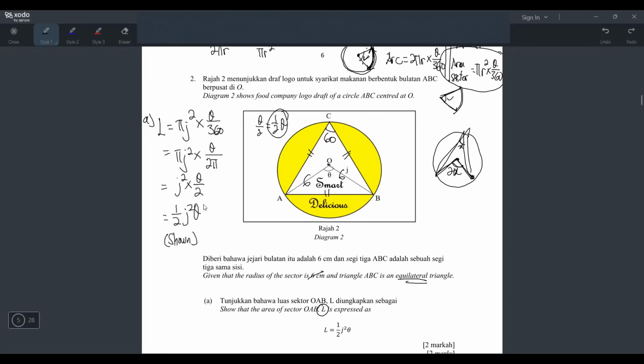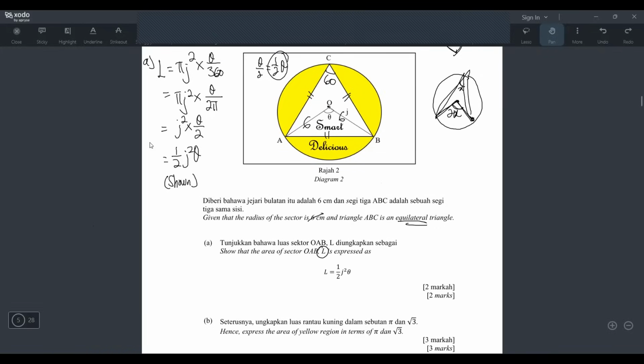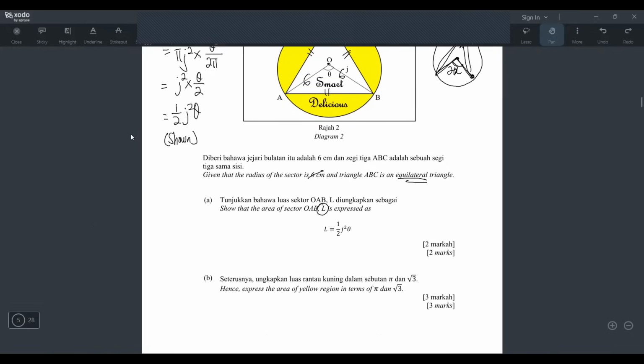So this formula is the formula we learn in Form 5. What is the difference between this formula and the other formula? The formula below, the Form 5 one, you use with theta in radian. But the formula above, the theta has to be in degree. That's the difference. It's only worth 2 marks. So this is how I would do it. Hope you understand.